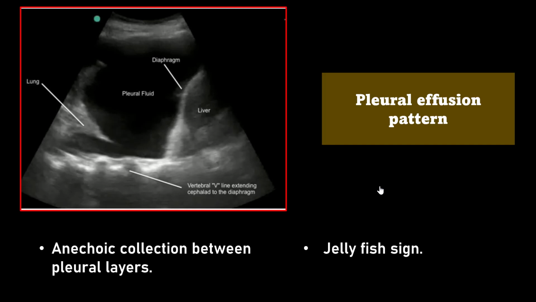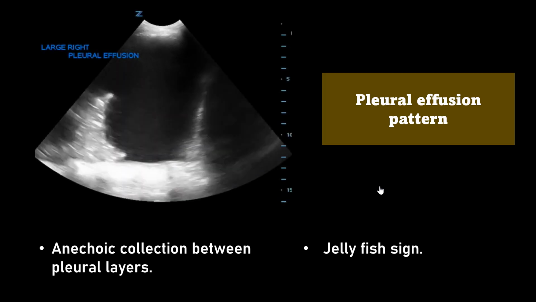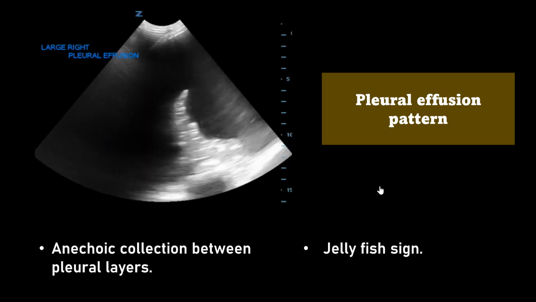So this is an anechoic collection between the pleural lining and the floating lung. Here is known as the jellyfish sign. As you see here in this video, this is the liver, the diaphragm, the pleural effusion, and the jellyfish sign.